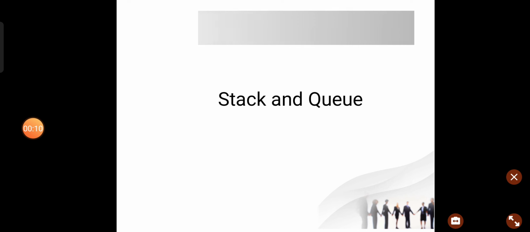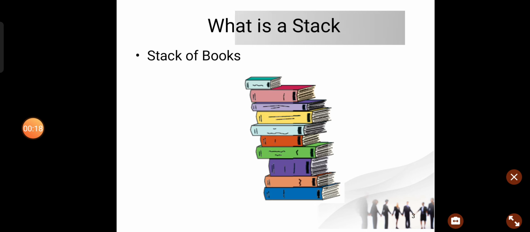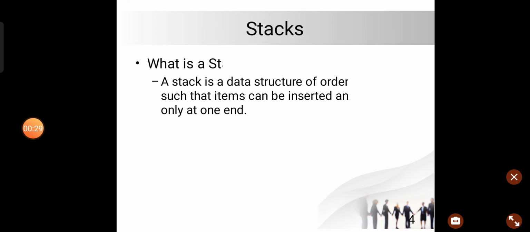Now we are discussing the topic stack and queue for data structures and algorithms. The familiar topic for your data structure and algorithm. First of all, what is a stack? A stack of books we have arranged in a way so that it is last in, first out. Stack is last in, first out.